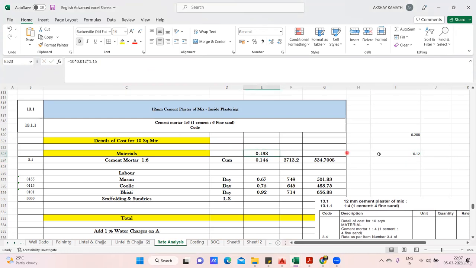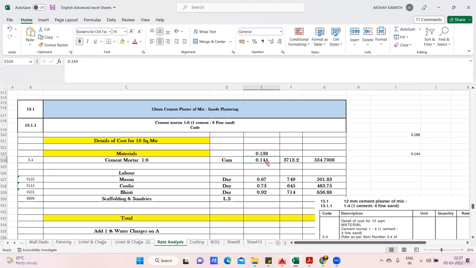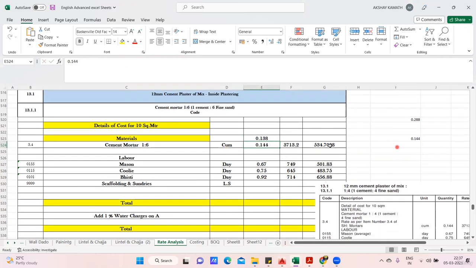It is 0.12. Here it is given 0.144, so I have to consider a wastage of almost 20%. I'll multiply this by 1.20, and I get 0.144. You can see the same thing here, 0.144. When you're doing the plastering, there will be wastage of your cement mortar. If you don't consider the wastage, the actual volume is just 10 × 0.012. But since we are adding a 20% wastage in the cement mortar, you multiply this by 1.2, so it comes to 0.144. That is the reason it has come 0.144.